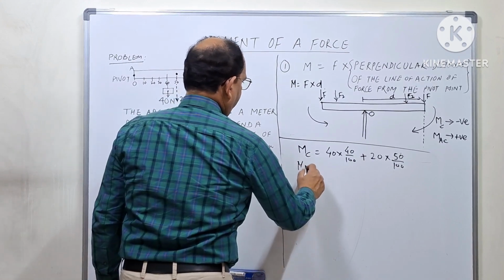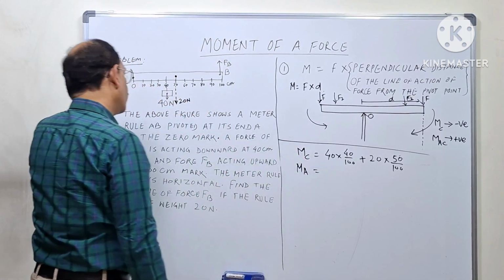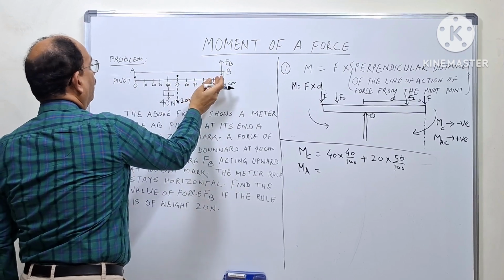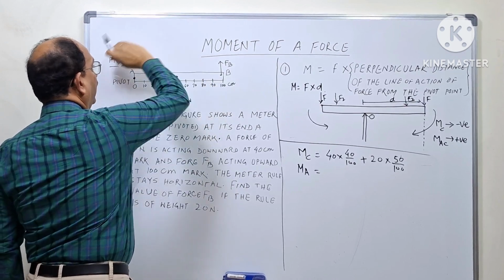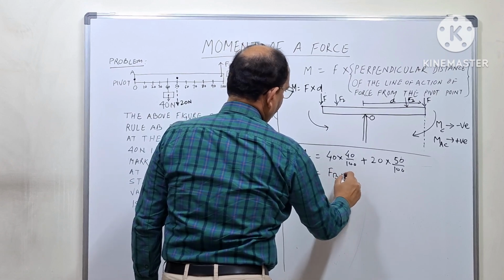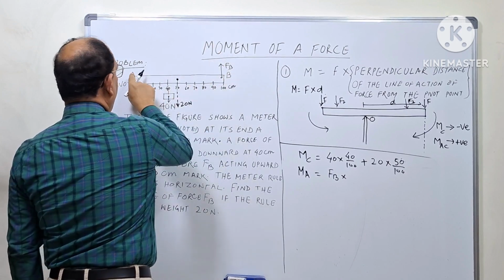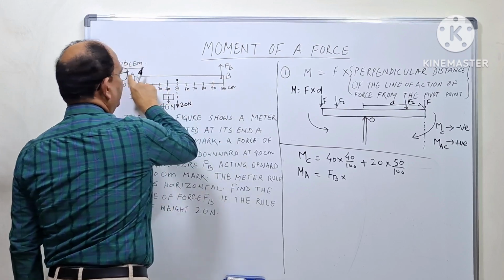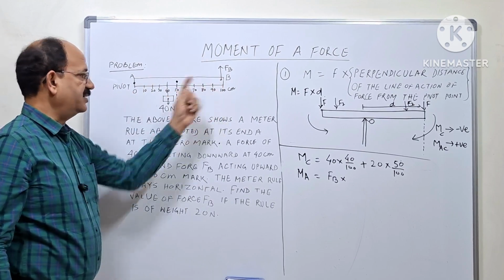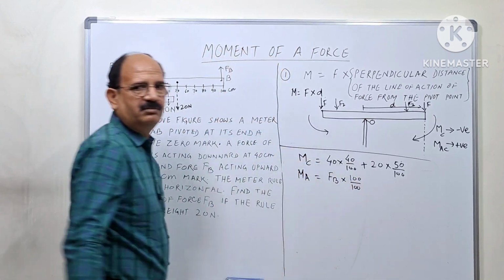What is the total moment in anti-clockwise direction? This FB will try to rotate this rod in anti-clockwise direction. So the moment produced by this force FB will be the magnitude of force FB and the perpendicular distance from the pivot to this point. From the pivot, the line of action of force is 100 centimeter. So this should be 100 by 100 meter. Correct?